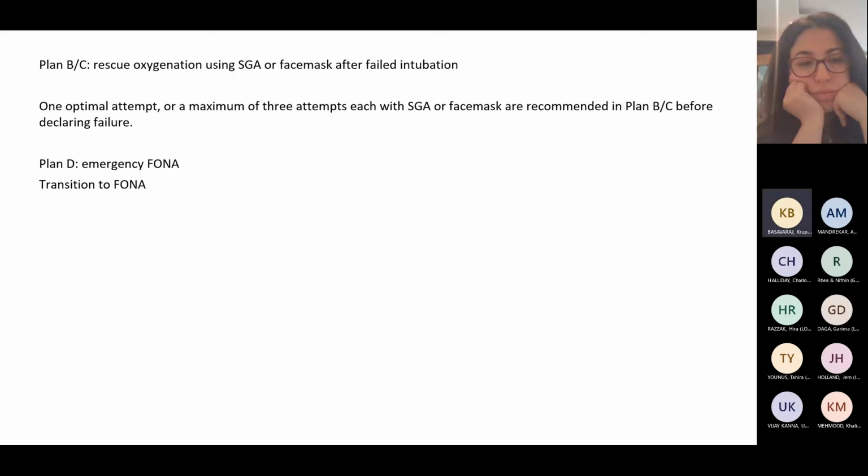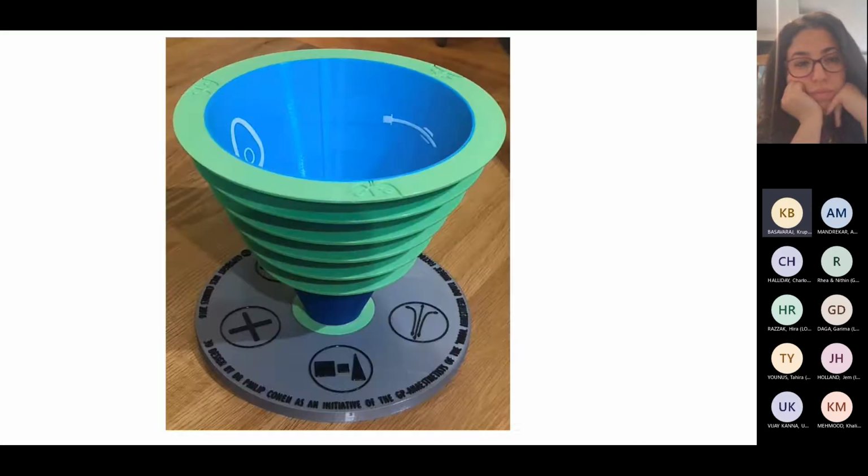Coming to plan B and C, it would be rescue oxygenation using a supraglottic airway or iGel or a face mask after a failed intubation. One optimal attempt or a maximum of 3 attempts with each, with either SGA or face mask, is recommended in plan B or C before declaring it a failure. And I'm not saying this is by DAS guidelines. Following failed intubation, usually the airway person attempting an SGA placement would be interspersed with an attempted face mask ventilation.